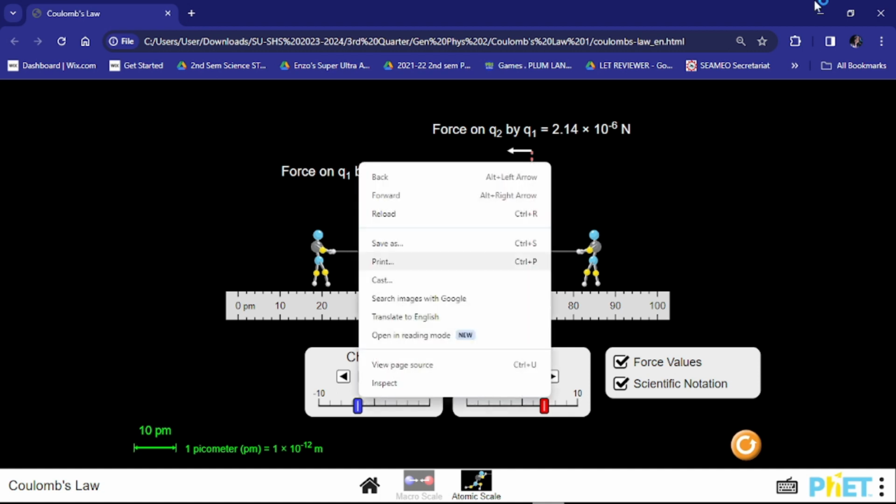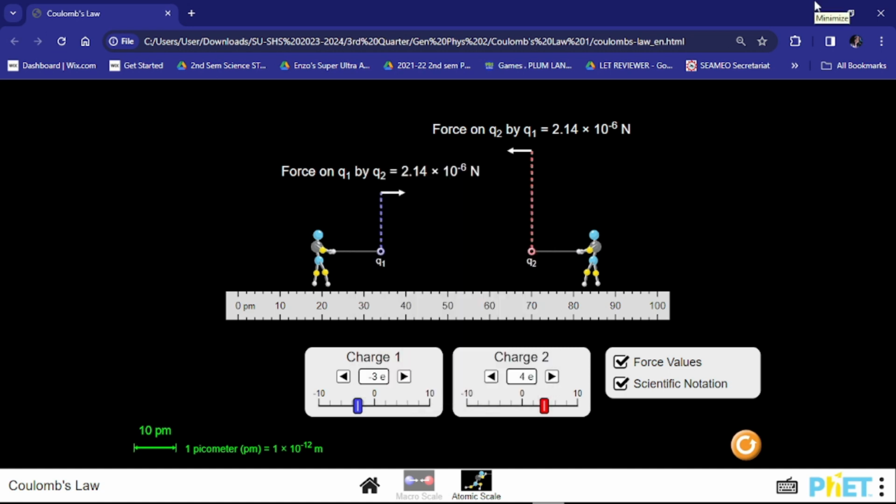Now we have here our quark 1. Our quark 1 is negatively charged, while our quark 2 is positively charged. Knowing that they are of opposite charges, what do you think is most likely the electric force between the two? Would it be attraction or repulsion? Look at the arrow above quark 1 and above quark 2. The arrows are pointing towards each other, meaning that opposite charges attract. That's why you can observe that the arrows are pointing towards one another.